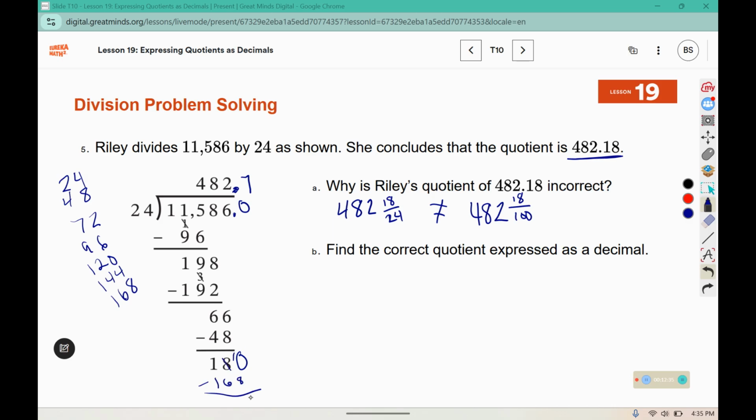10 minus 8 is 2. 7 minus 6 is 1. We'll bring down another 0 and it fits into 120 1, 2, 3, 4, 5 times. So this would say 482, 0.75, not 0.18.